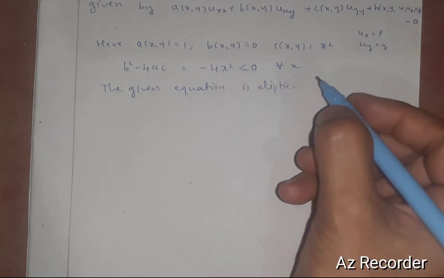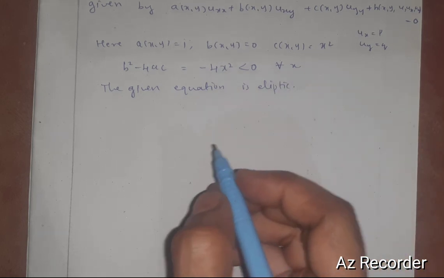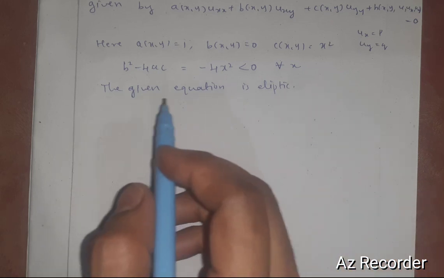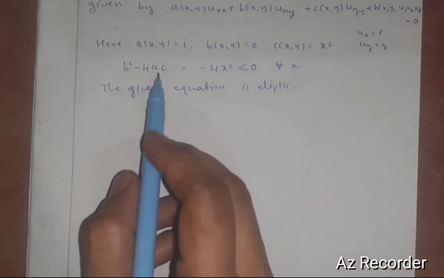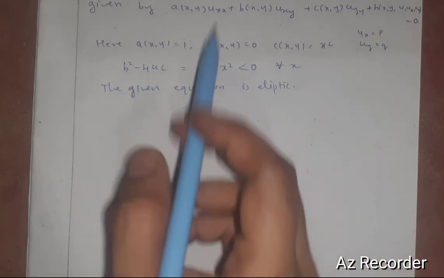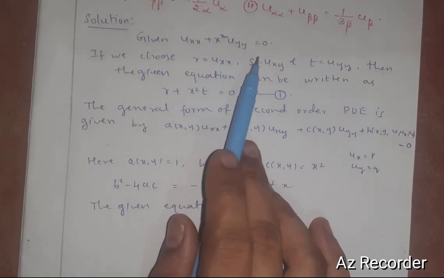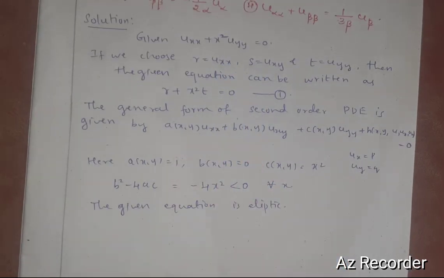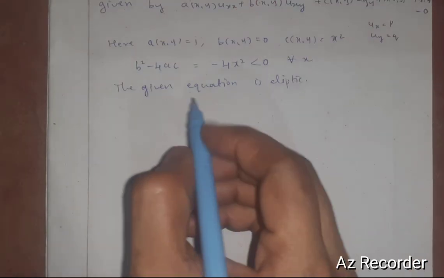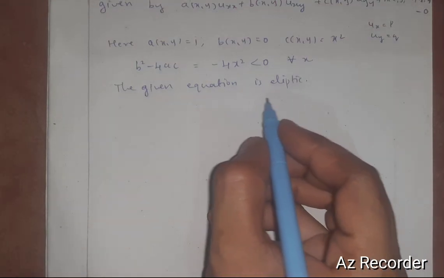More information about this I will give in the next video. So if b square minus 4ac is less than 0, then the given equation uxx plus x square uyy is an elliptic equation. How can we reduce this elliptic equation into a canonical form? Let us see.